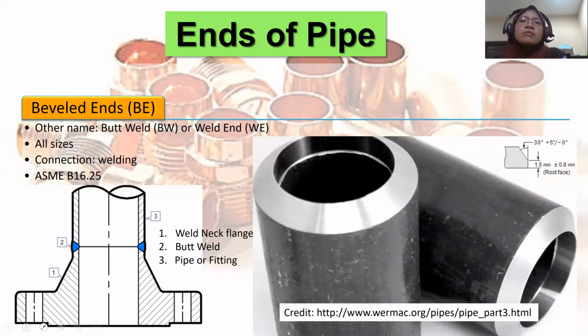Bevel ends, also known as butt weld or weld end, are suitable for all pipe sizes. The connection is welding. The pipe will be directly welded, for example like this, to each other, to other pipe, or to the fittings. The ends are mostly beveled. Look here, it's beveled.